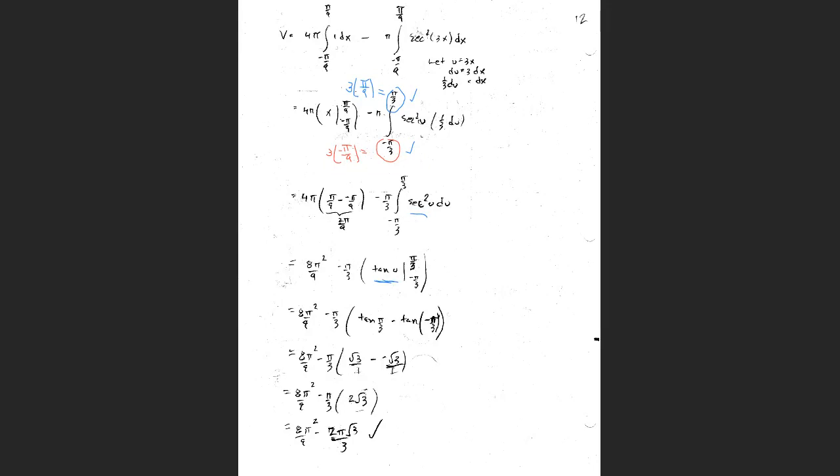And so you evaluate your integrals, and your final answer for the volume, and this is what WebAssign would want, is 8 pi squared over 9 minus 2 pi times root 3 divided by 3. And that's a positive volume, by the way. Our volumes are positive for these problems.